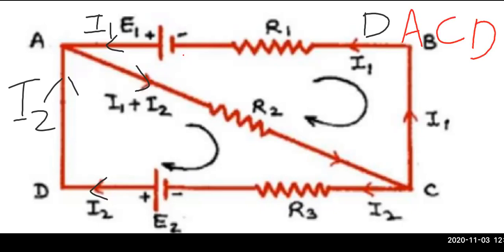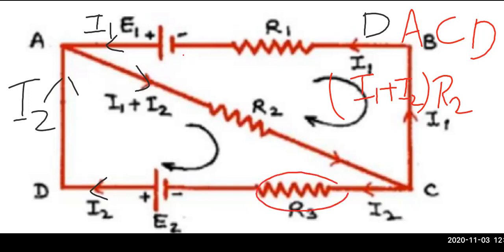First we will move from D to A, with no circuit element. Then we are moving from A to C. Our movement direction and direction of current is the same, so the sign will be positive. The voltage is current I1 plus I2 times resistance R2. Then we will move from C to D. In C to D we have R3, and the current flowing through R3 is I2. Our direction of movement and direction of current is the same, so it will be plus I2 R3.